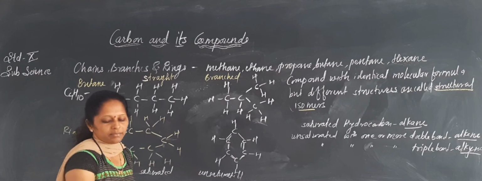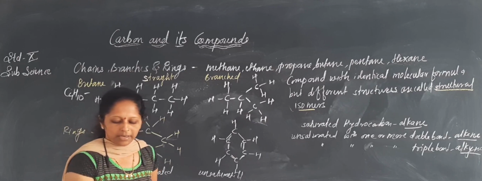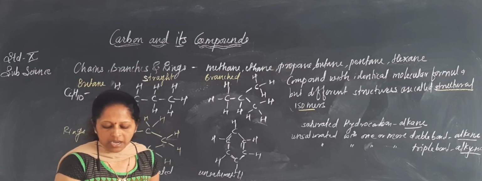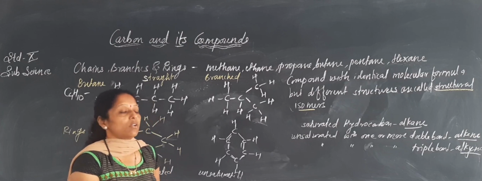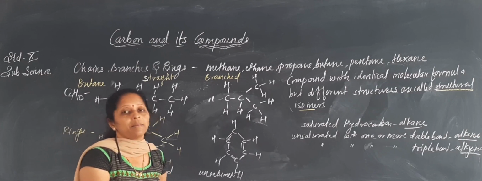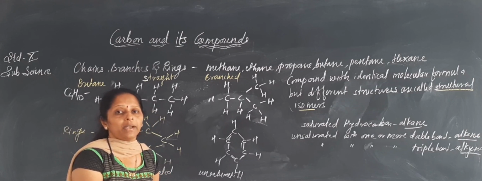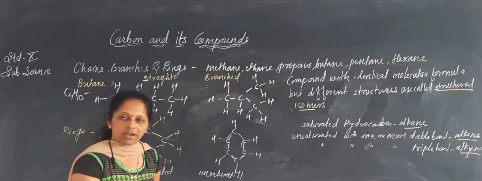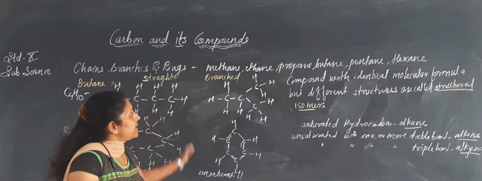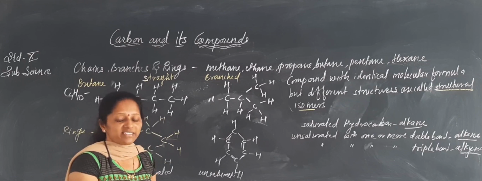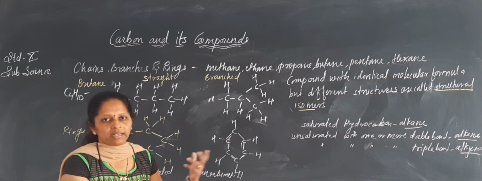In the table they gave some examples, formulae and structures, and how to draw them. We saw methane, ethane, propane, and here they again gave butane, pentane, and hexane. Methane, as you know, is CH4, and we saw how to draw it. Ethane is C2H6, and we saw how to draw that also in the last session.